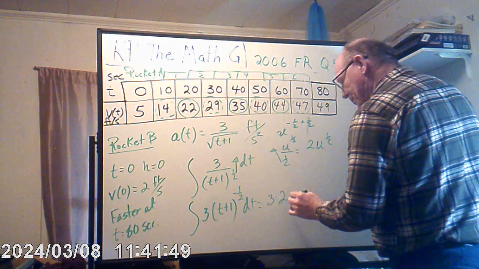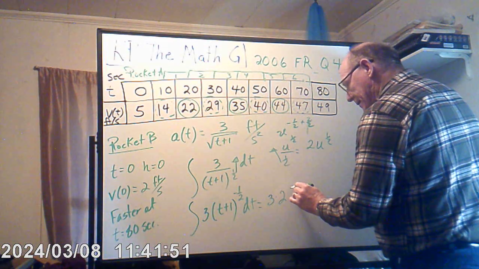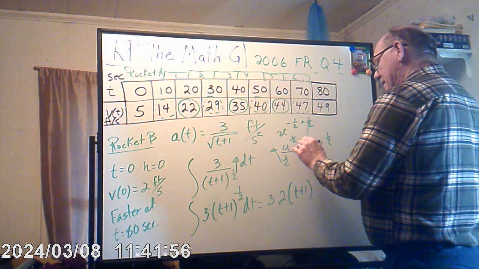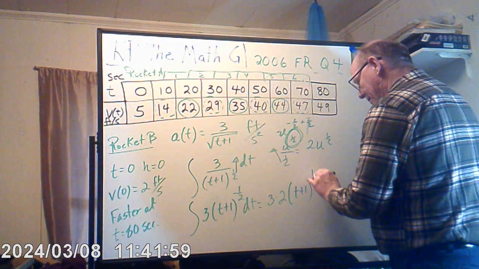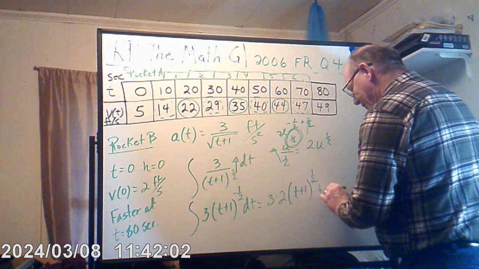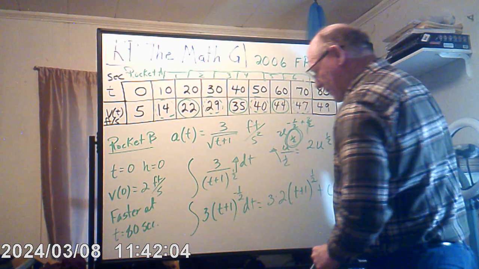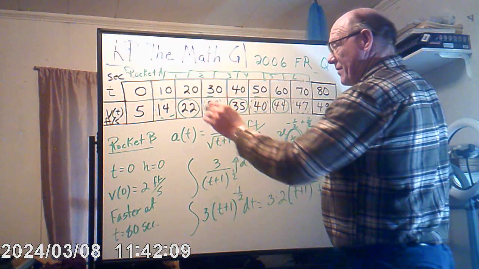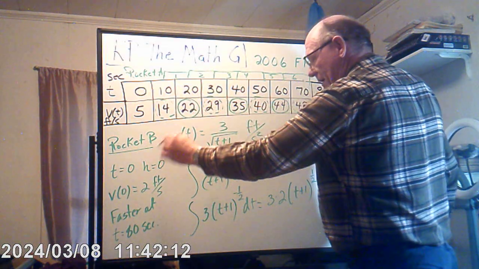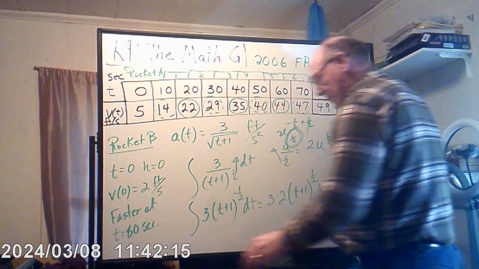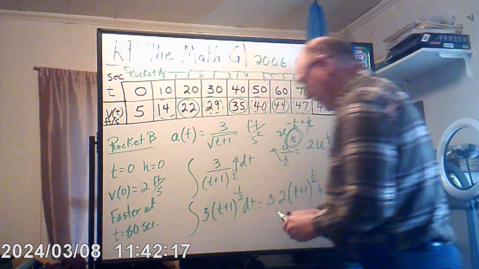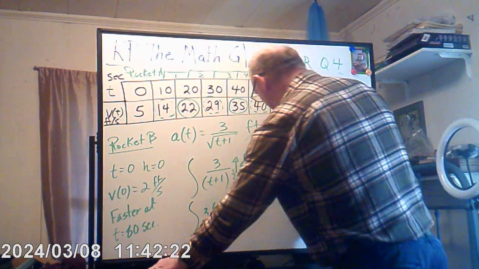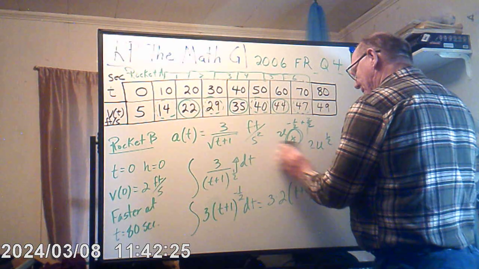U is t plus 1, so t plus 1. Now remember, this is a positive 1/2 right here, to the 1/2 plus c. Alright, so let's see, now we've just found v at t in relation to rocket B. So do you understand that I had to raise this up? And I guess maybe I should have gone through everything on this one.